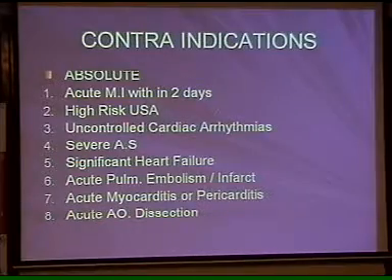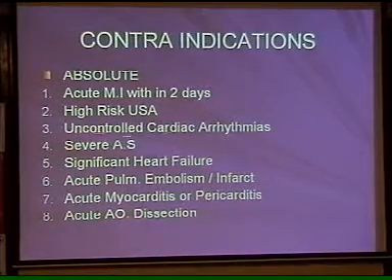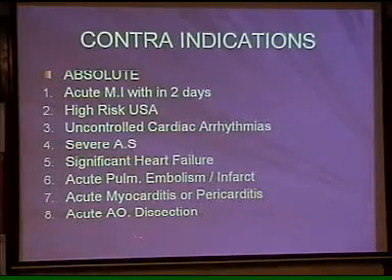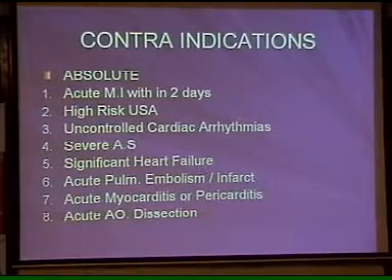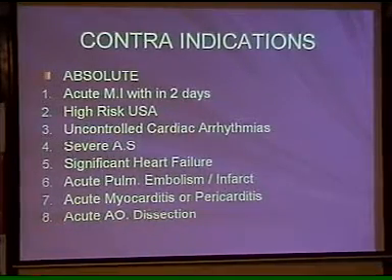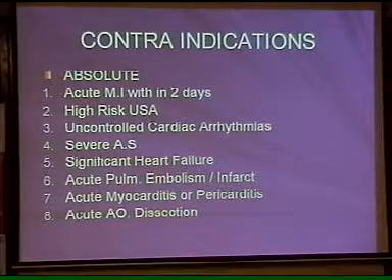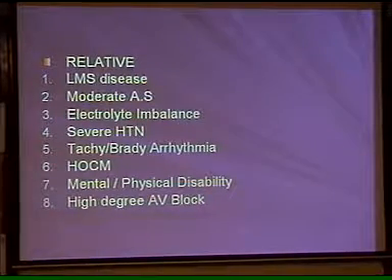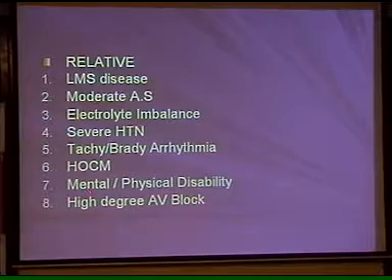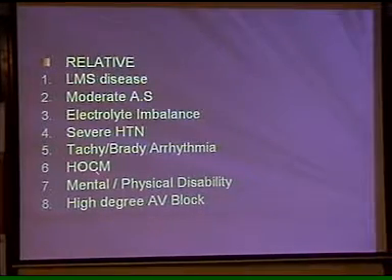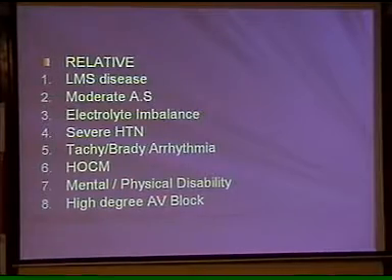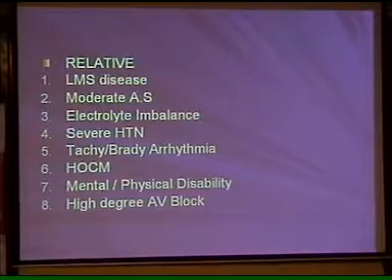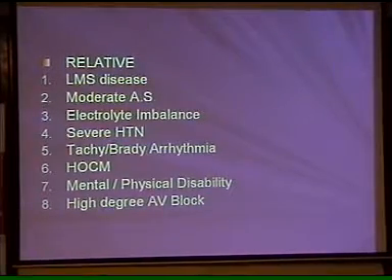Contraindications, absolute: acute MI within 2 days, high risk unstable angina, uncontrolled cardiac arrhythmia, severe aortic stenosis, significant heart failure, acute pulmonary embolism, acute myocarditis, pericarditis, acute aortic dissection. These are the absolute ones. Even if you're just thinking of these things, never ever prescribe ETT. And relative: obviously left main stem disease, which is a severe entity, moderate aortic stenosis, electrolyte imbalance, severe hypertension, tachyarrhythmia syndrome, mentally or physically disabled person. Anybody who cannot perform exercise, obviously you are not going to subject that patient to ETT.